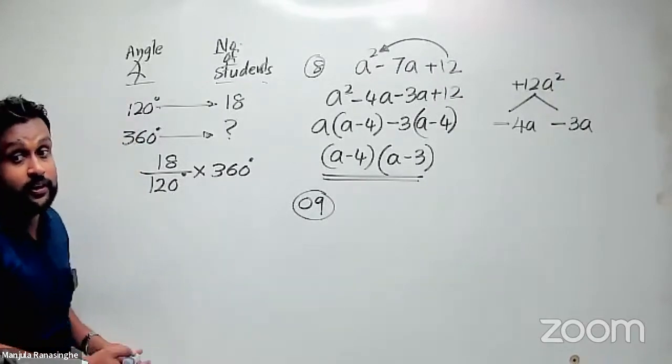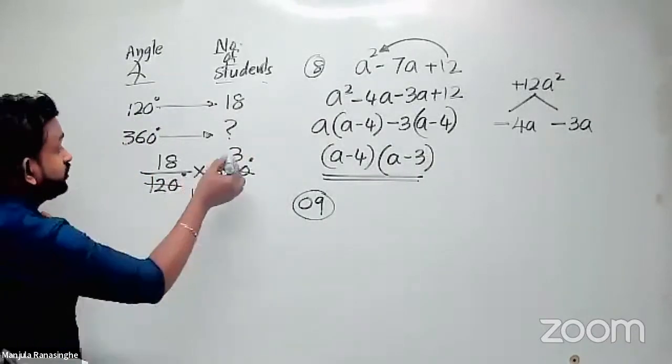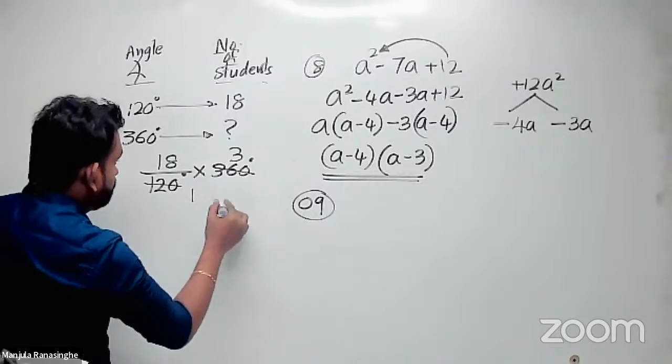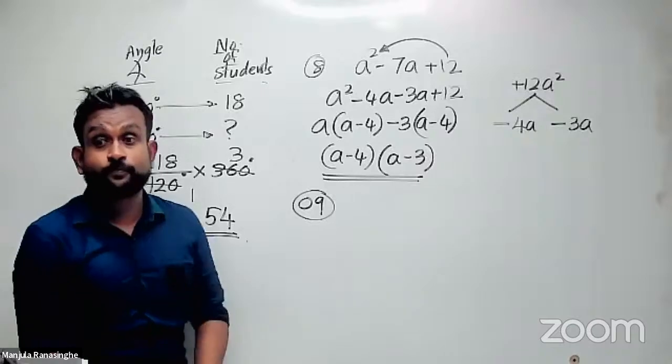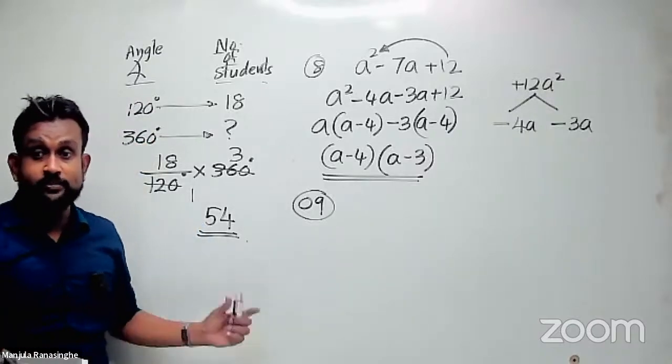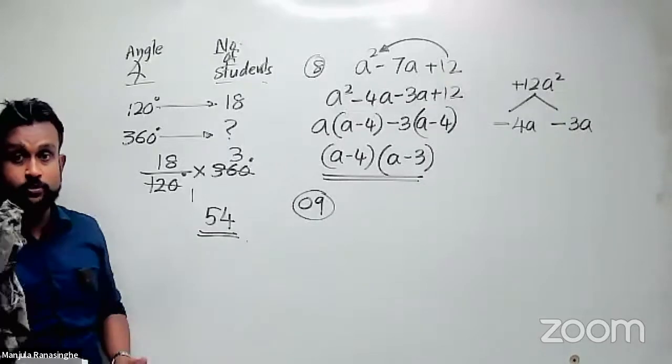360, how much? Exactly. Then 3 into 18, 54. So what is the number of students? 54 students. There are several methods. However, if you catch the answer, that is okay, your answer is fine, no problem.